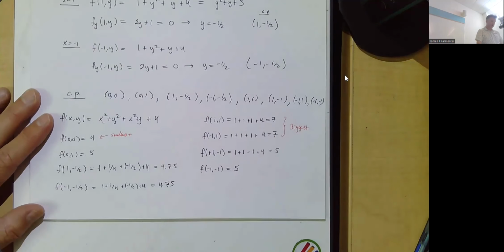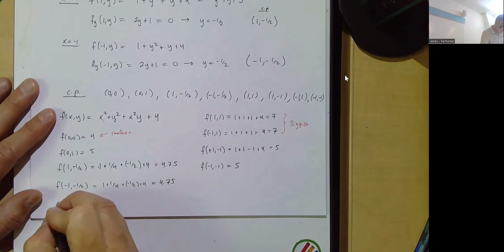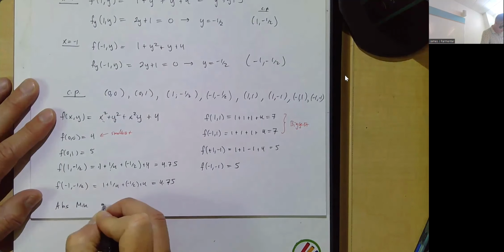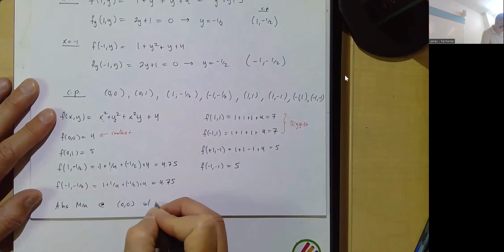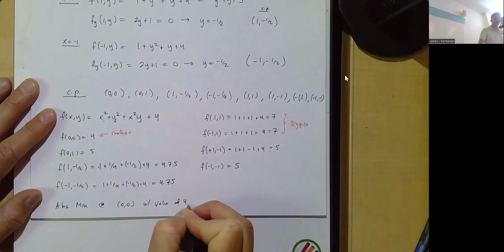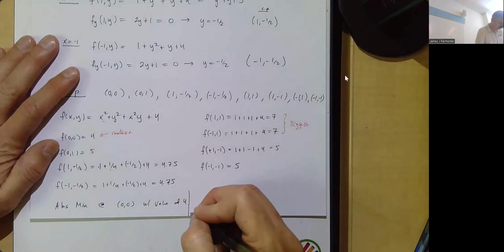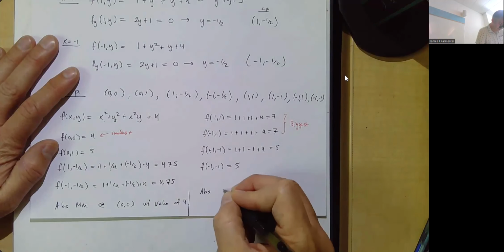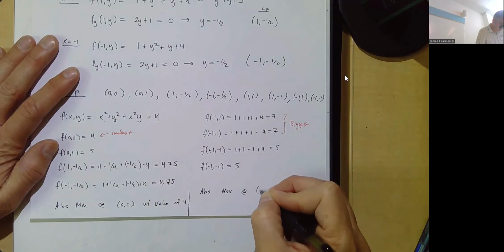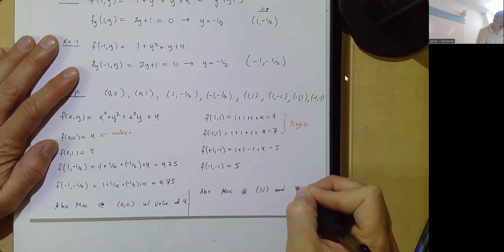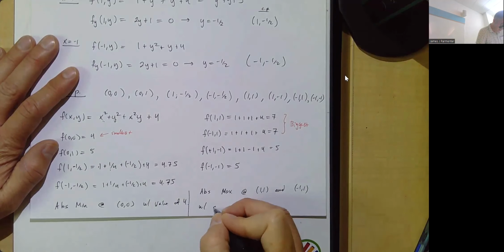So we would then conclude that we have an absolute minimum at the point 0, 0 with a value of 4. Depending on how the question's asked, right? Sometimes they ask you, where is the minimum? Sometimes they ask you, what is the minimum? So the minimum occurs at the point 0, 0. It is equal to a value of 4. On the other hand, we have an absolute maximum at two different places. We have an absolute maximum both at 1, 1 and -1, 1 with a value of 7.